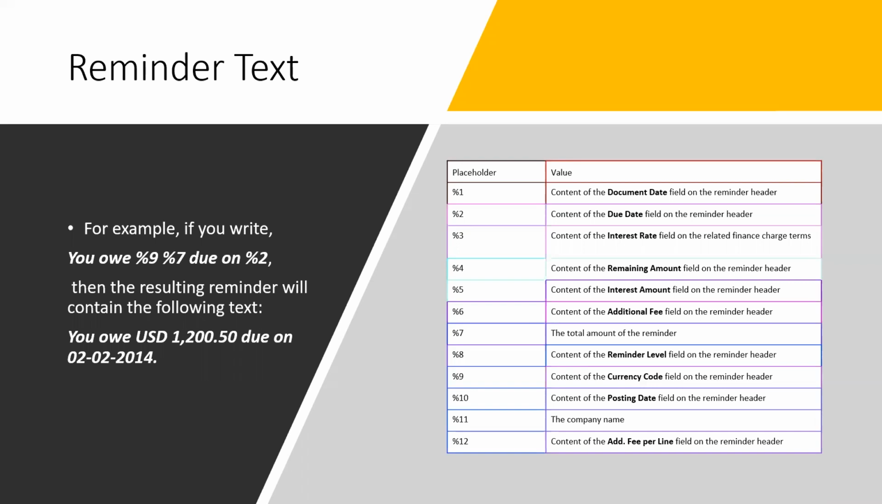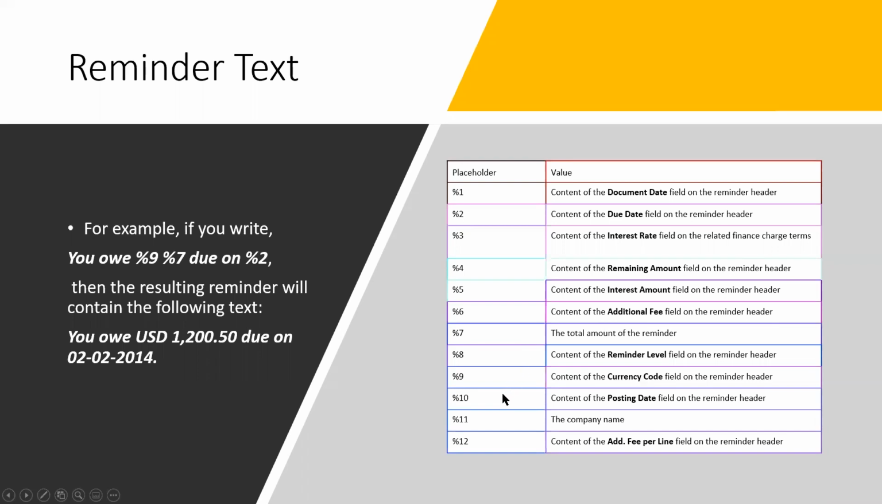So the %9 in our example, if we take a look at the table, means the currency code. With this, Business Central is going to review the currency code of the specific invoice that it's reviewing, and then it is going to take a look at the %7, which, if we take a look at the table, means the total amount of the reminder that is here.